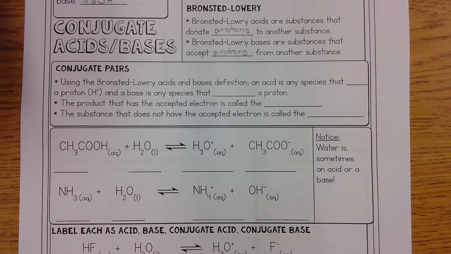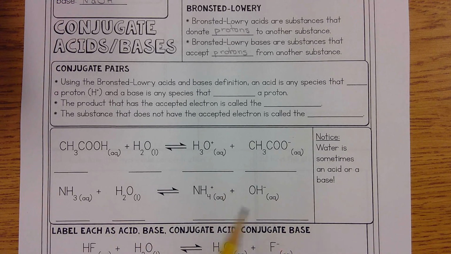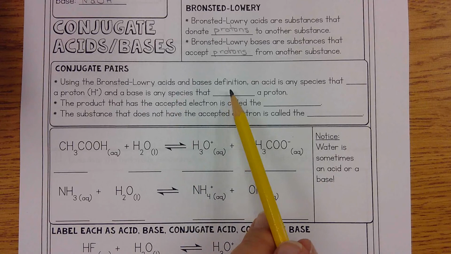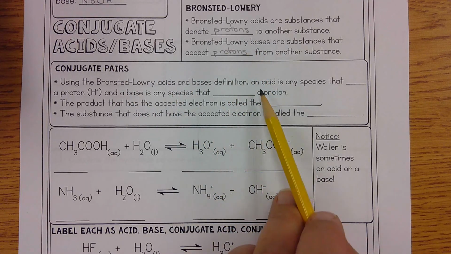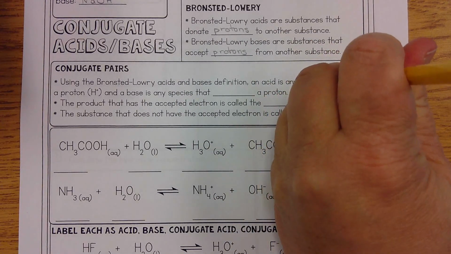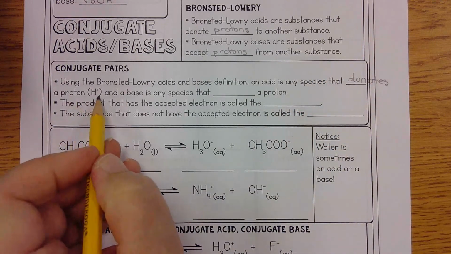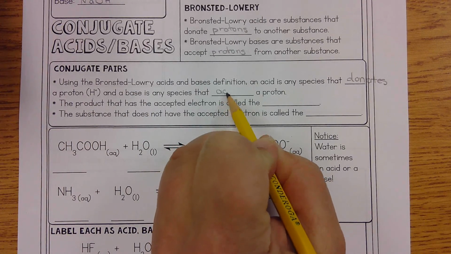We need to talk for a minute about conjugate acids and bases, which goes along with this Bronsted-Lowry definition. Using the Bronsted-Lowry acids and bases definition, donating and accepting protons, an acid is any species that donates a proton, an H+, and a base is a species that accepts that proton.